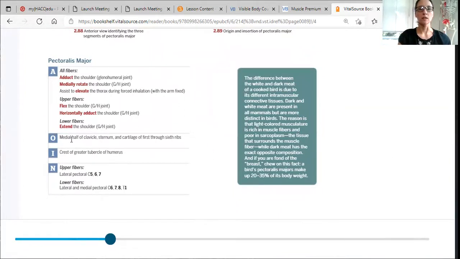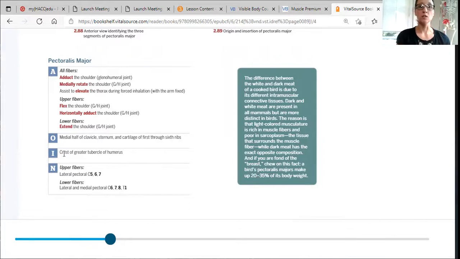All right, so the origin, as I mentioned, lots of origin: medial half of the clavicle, sternum, and cartilage of ribs 1 through 6. So if you like to write it out, or if you're a visual learner, again, 1 through 6 rather than 1st through 6th ribs. All right, let's repeat that. So medial half of the clavicle, sternum, which is this bone right here, the breastbone, that's the whole sternum. And then the cartilage of ribs 1, which is way up under here, through 6.